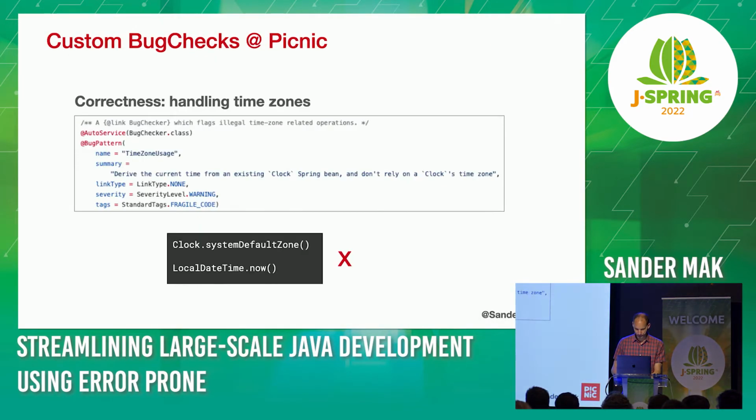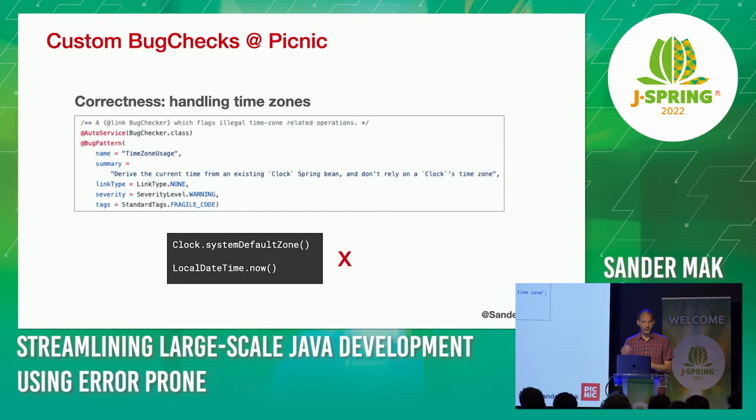Here we go. So what do we use this for at Picnic? Because we do have quite a few custom bug checks in our code base. And there's actually three categories of checks that we have. So one is more about trying to find correctness issues in code.